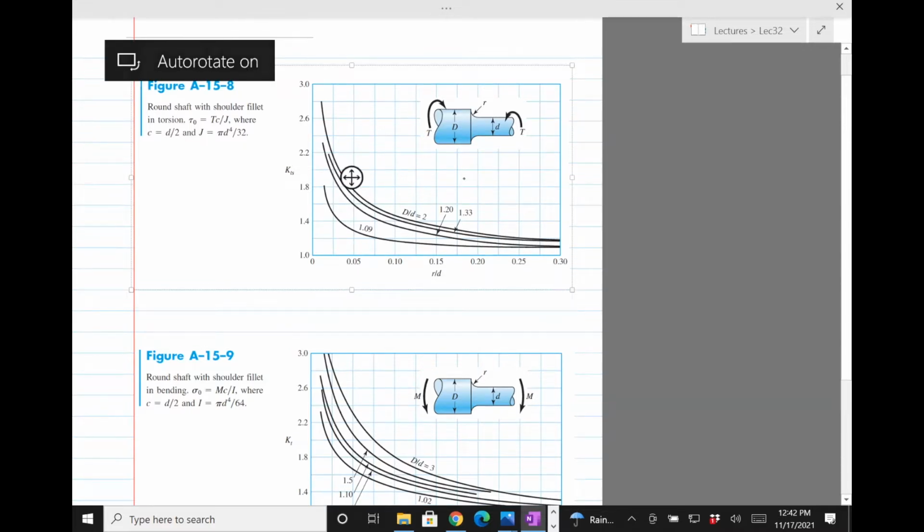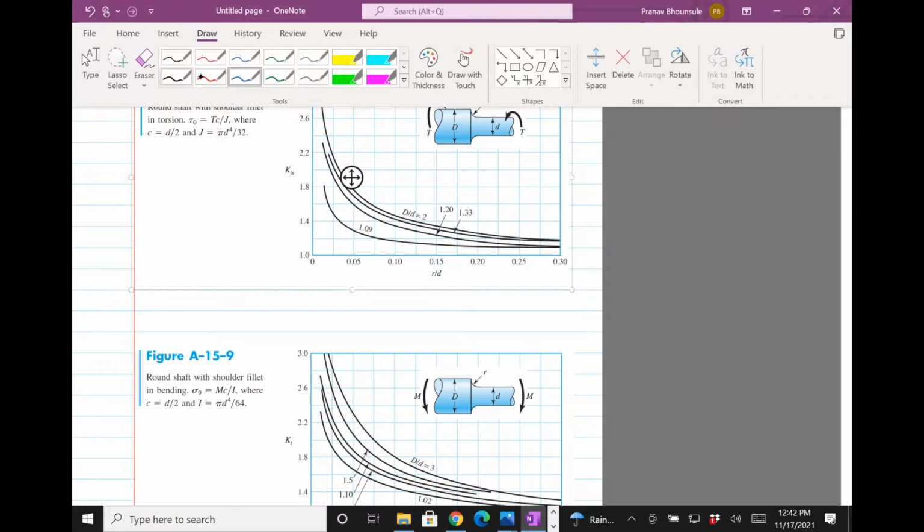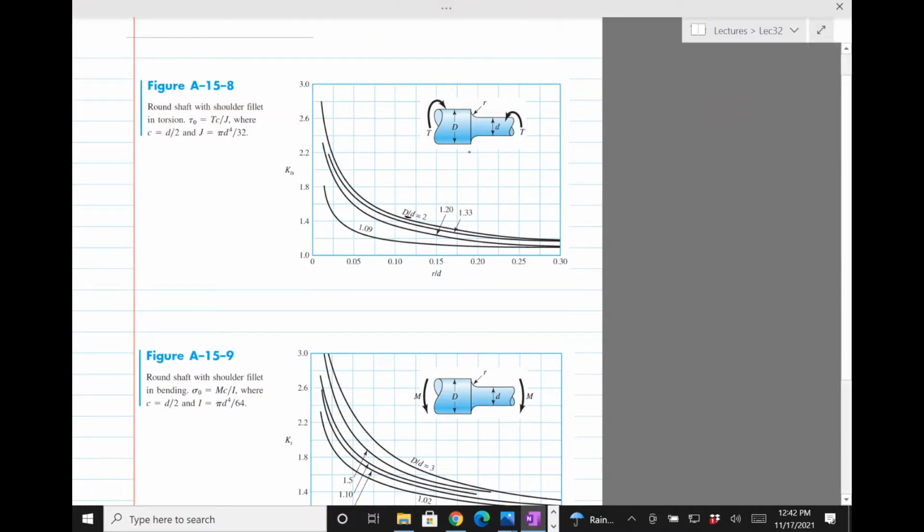Okay, so here, what we need to do now is figure out what these ratios are. There is a capital D divided by small d, and there's an r divided by d. We know from the problem that r is 0.11, small d is 1.1, capital D is 1.65. So r divided by d is 0.11 divided by 1.1, that is 0.1. And capital D divided by small d is 1.65 divided by 1.1, that comes out to be 1.5.